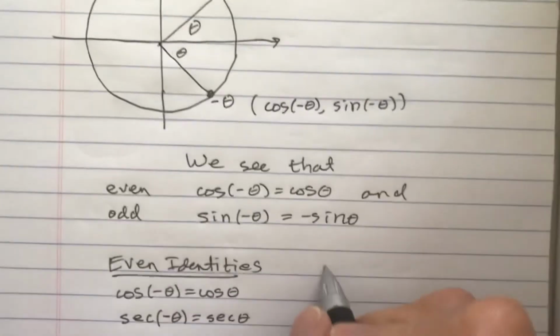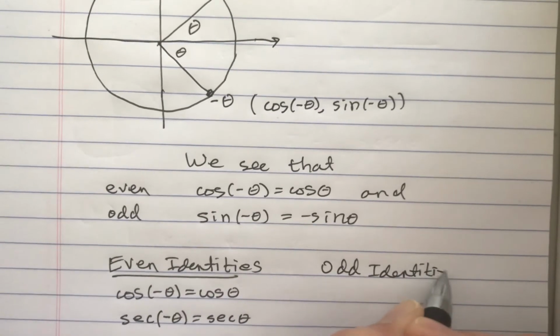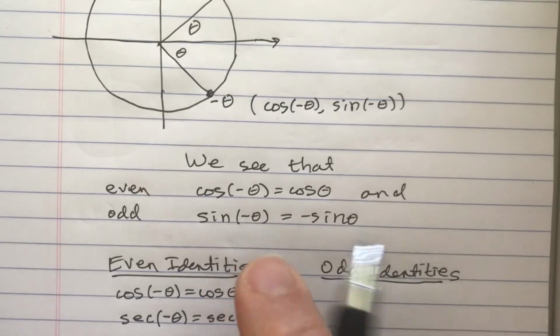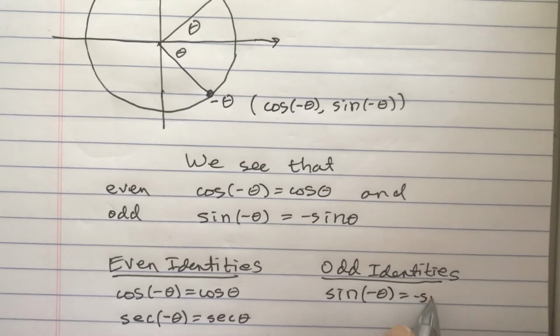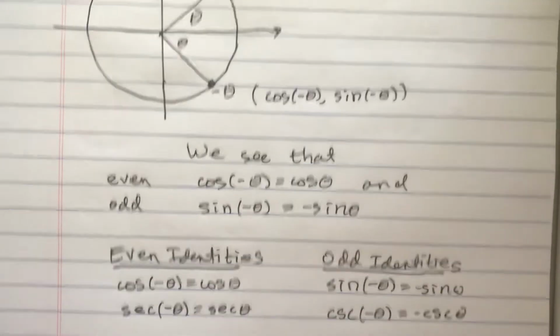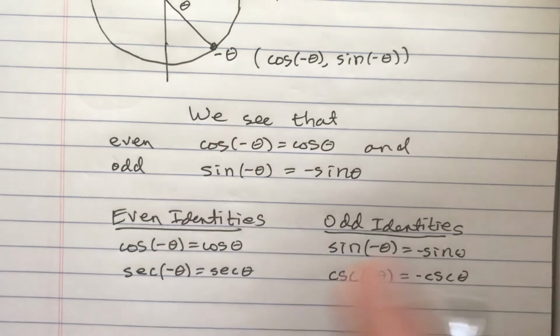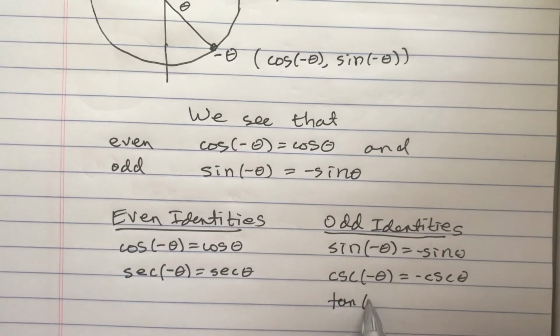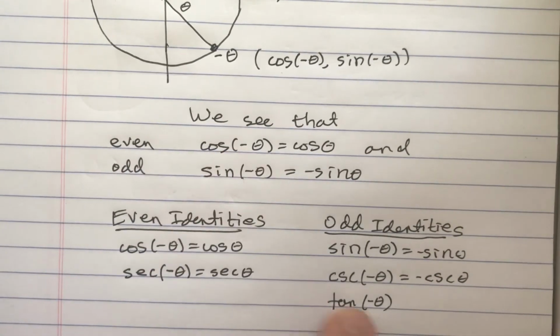Okay, for the odd, we already wrote down that sine of negative theta is equal to negative sine theta. If we take the reciprocal, I'll get cosecant. And then if you divide sine theta by cosine theta, I get tangent of negative theta. So sine of negative theta divided by cosine of negative theta gives me tangent of negative theta.